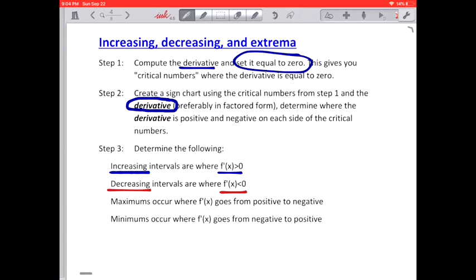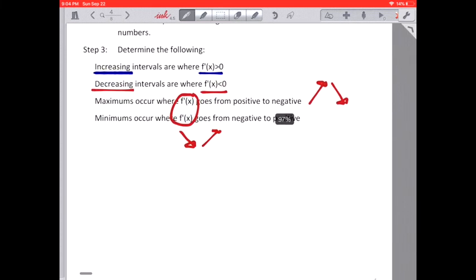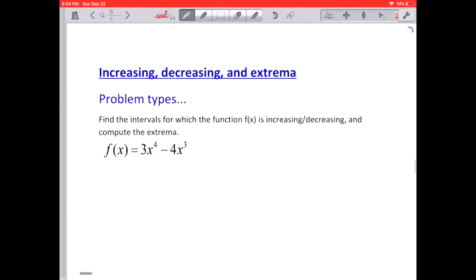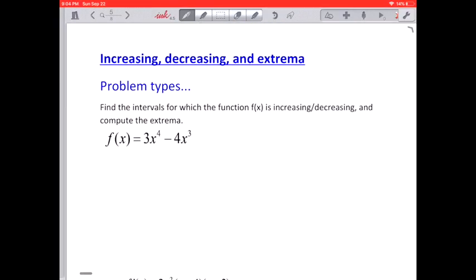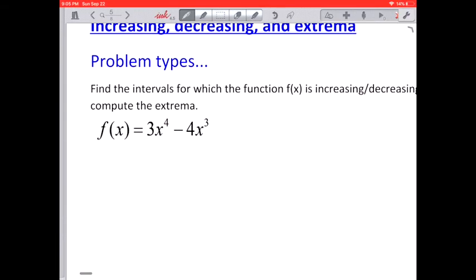Then it goes without saying that a max occurs where you go from increasing to decreasing. A min occurs where you go from decreasing to increasing. Again, we will reference the derivative when we talk about all of these things. What does a sample problem look like? Well, here's a very basic one. Here's a function, find where it's increasing, decreasing, and compute the extrema.